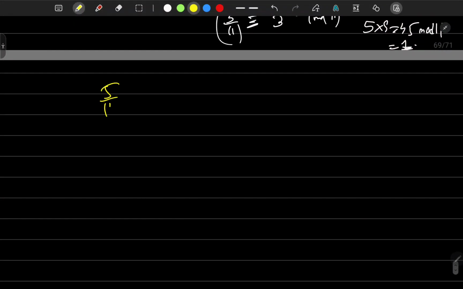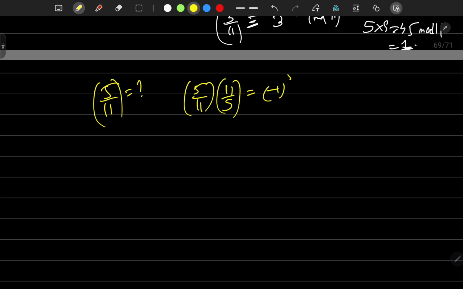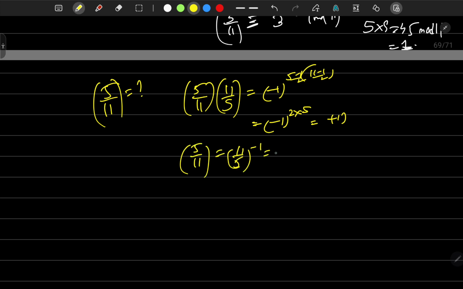So (5/11), how much? (5/11) can be written using the Gauss reciprocity law, right? (5 minus 1)/2 times (11 minus 1)/2 gives 2 times 5, so the sign is plus 1. So basically (5/11) equals (11/5), that is equal to (11/5). Okay, we can write like this, no problem.